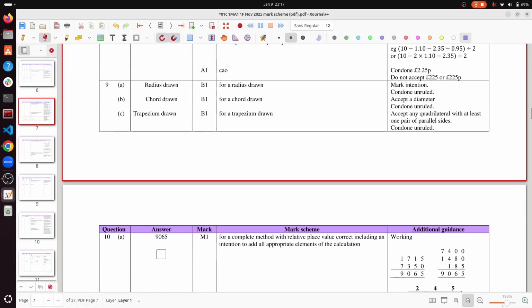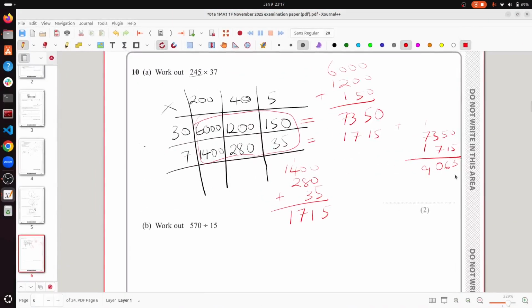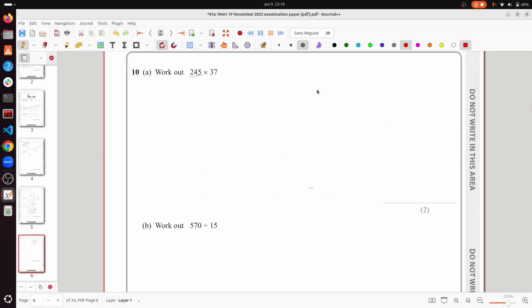So that's 9,065. Now I'm going to do this in a different way. I'm going to clean all of this so that I can have some space. Okay, so solving it the second way.